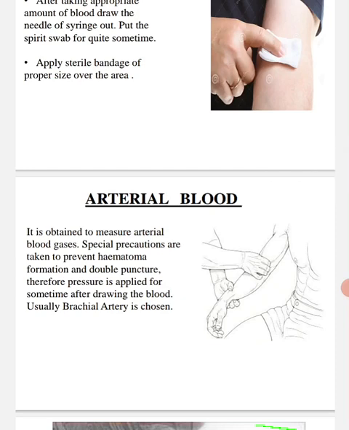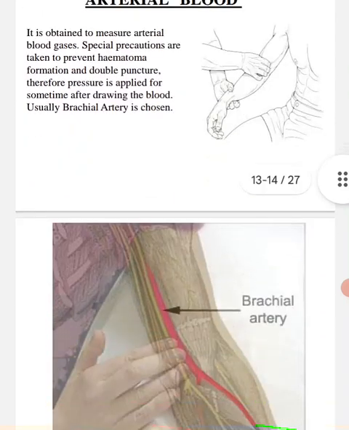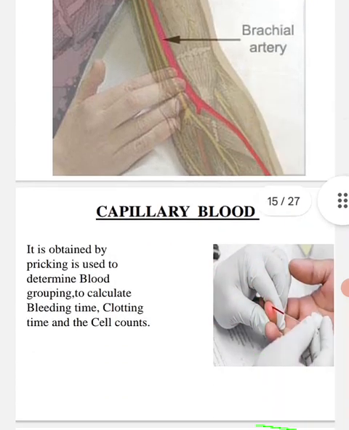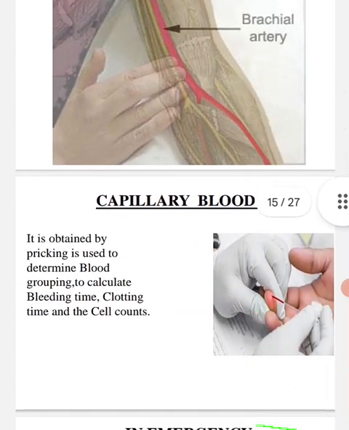Arterial blood. It is obtained to measure arterial blood gases. Special precautions are taken to prevent hematoma formation and double puncture. Therefore, pressure is applied for some time after drawing the blood. Usually, the brachial artery is chosen. This is the brachial artery, and you should palpate with two to three fingers at the site of the elbow.